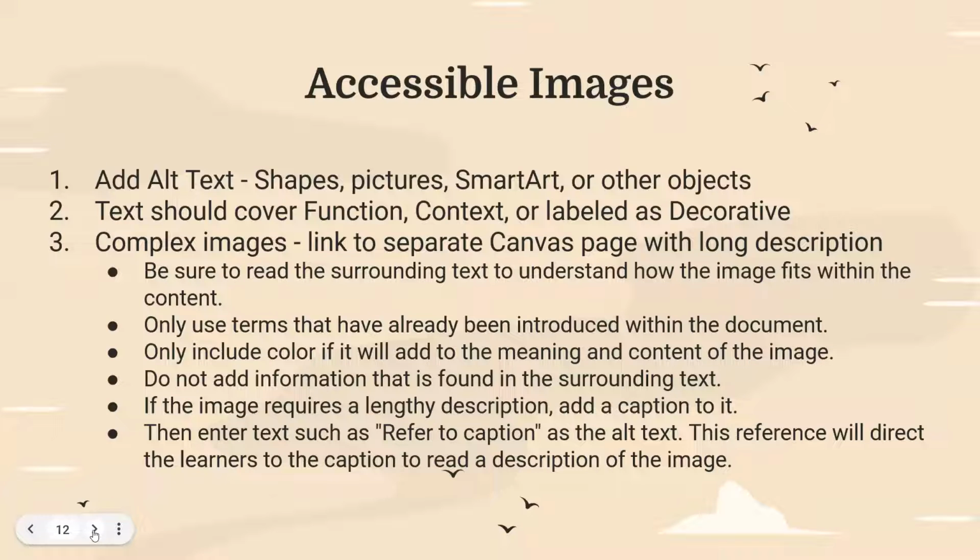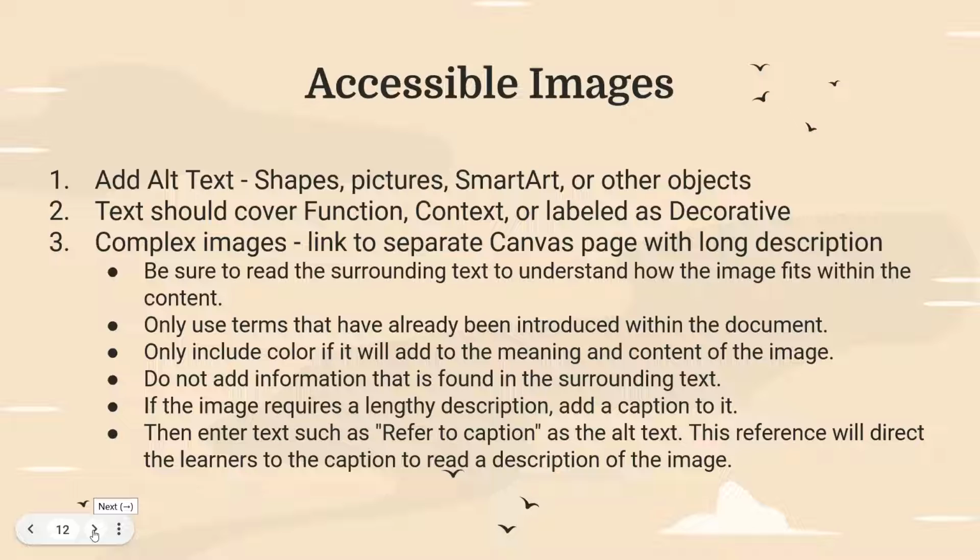So what is an accessible image? An accessible image means that you have descriptive alt text that is not the file name. So the file name should never be your alt text. You would need alt text for a shape, for pictures, for SmartArt, for any kind of other object. And when you are writing out your alt text, it should cover the function and context, and it should be labeled. Or if it is only there for decoration, then it should be labeled as decorative, so a screen reader would simply skip over it.